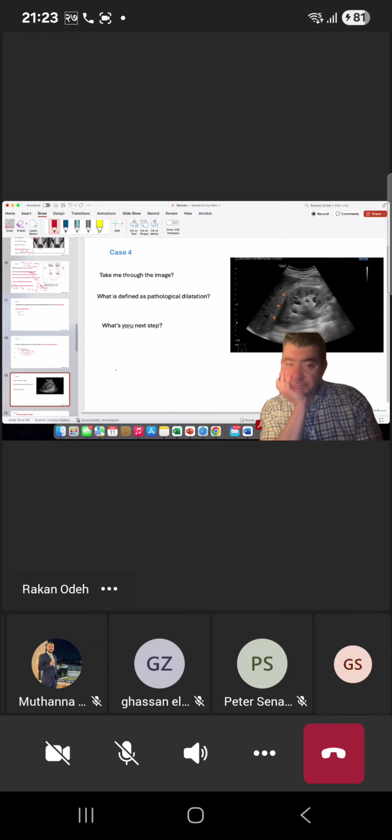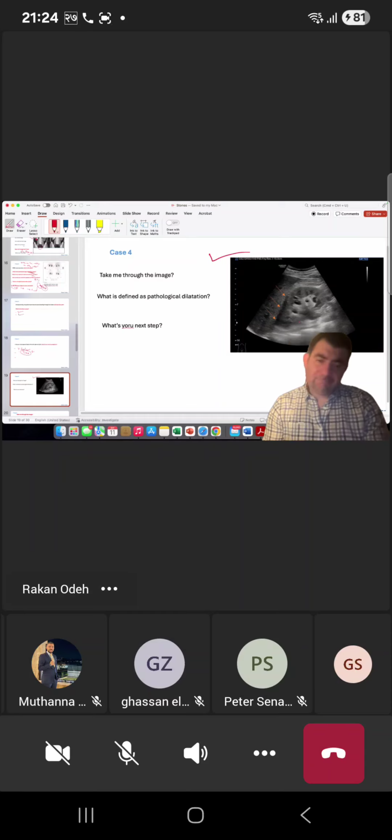Take me through it. So this is a grayscale ultrasound. I'm not quite sure if it's the right or left kidney. I can't see, I'm looking from my mobile. Sorry. So this is the right kidney. I can see the liver there. There are multiple hypoechoic areas in the kidney itself, which may represent gas inside or hydronephrosis.